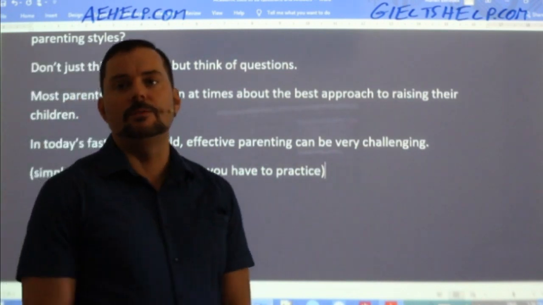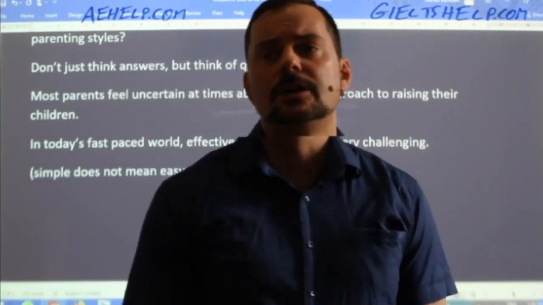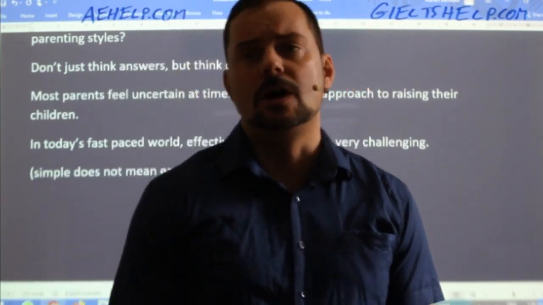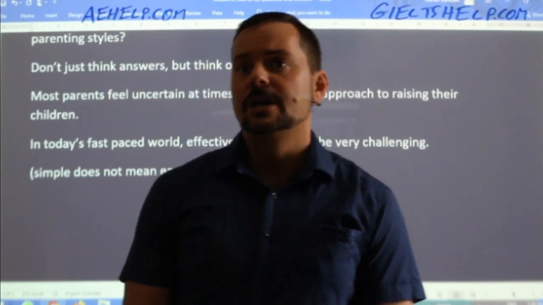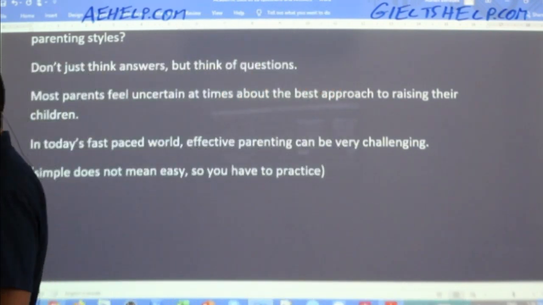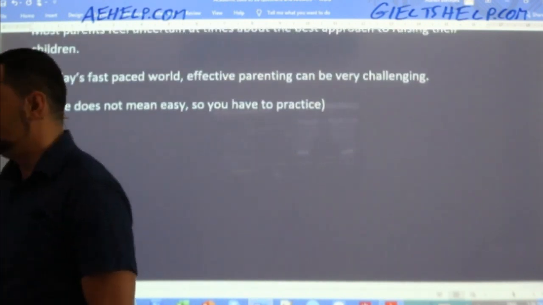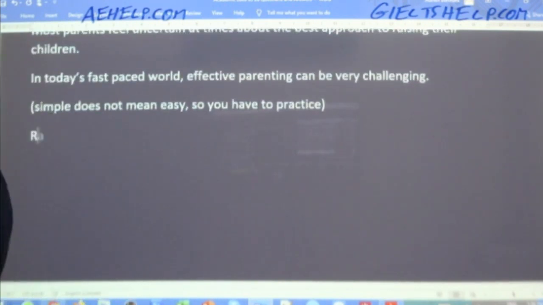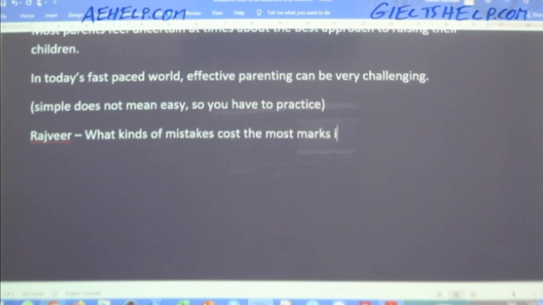All right, Rajveer has a very good question. So Rajveer is asking, what type of mistakes cost the most band scores in writing and speaking? That's a really good question because I think there's a lot of confusion about that, Rajveer, or a lot of people don't have a clear idea. So Rajveer is asking, what kinds of mistakes cost the most marks in speaking and writing sections?